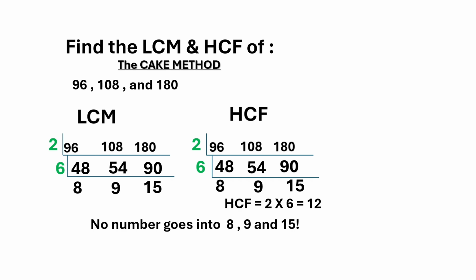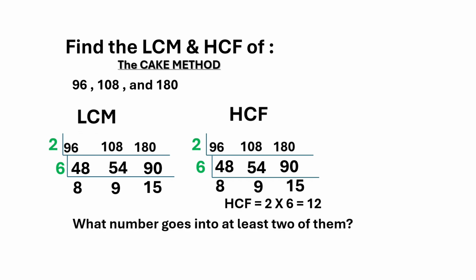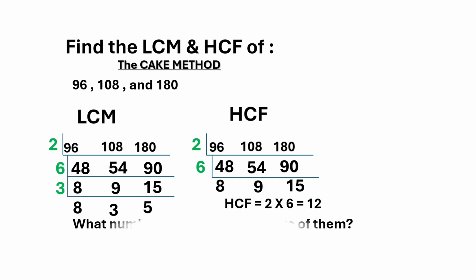We finished. For the least common multiple, though, we can continue. We look at least 2 of them. So 15 and 9 can be divided by 3. So we can just divide by 3. 8 is not divisible by 3. Let's just bring it down. 9 divided by 3 is 3. 15 divided by 3 is 5.